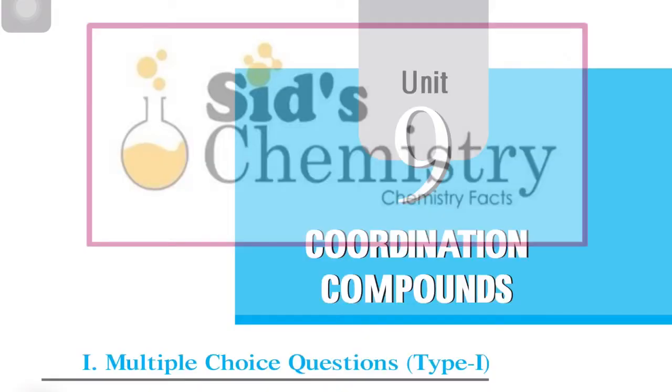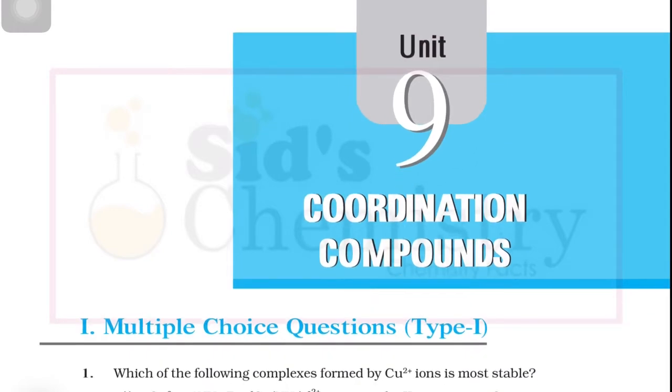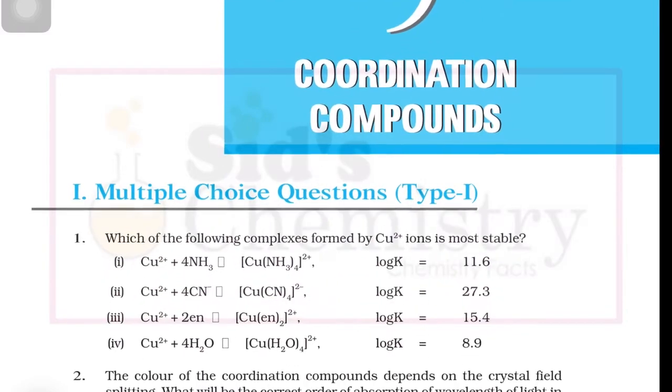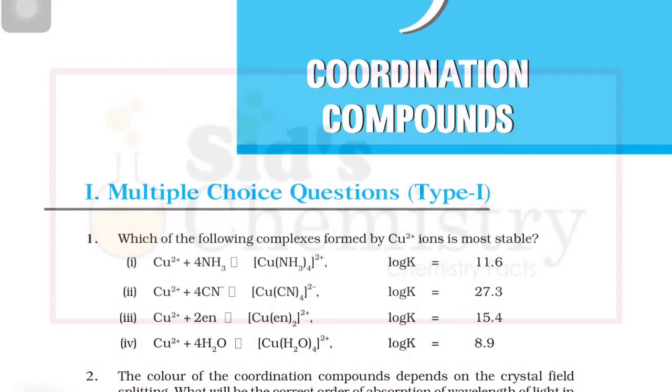Welcome to sidschemistry. Today we are learning coordination compound multiple choice questions and their answers. Our first question is, which of the following complexes formed by the copper 2 plus ion is most stable?